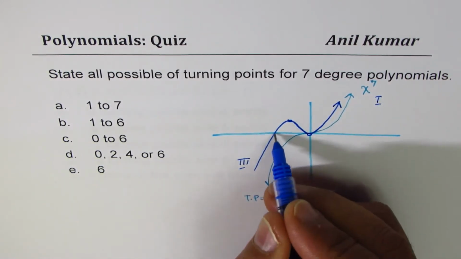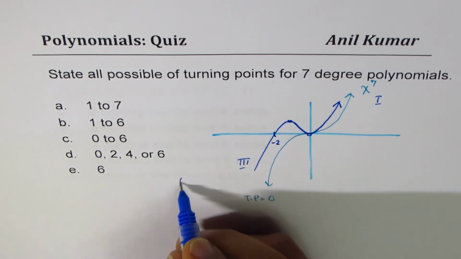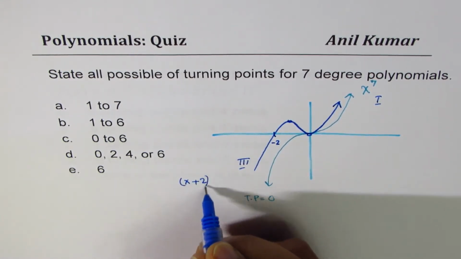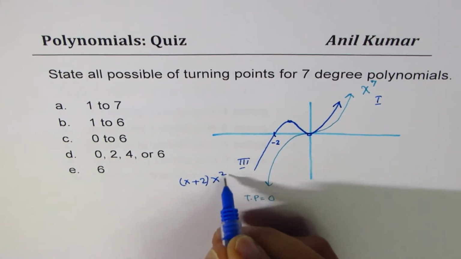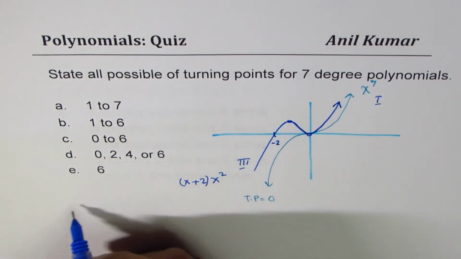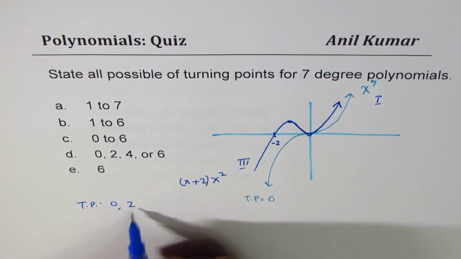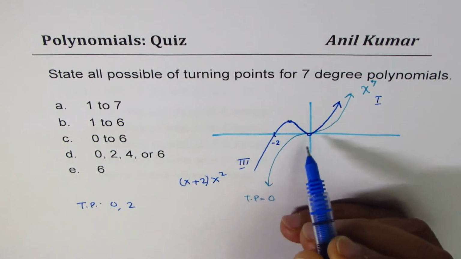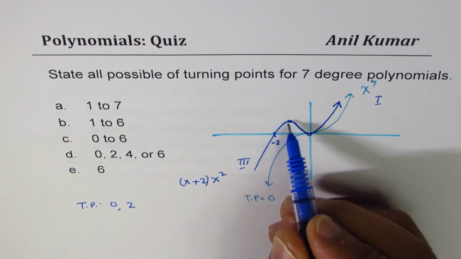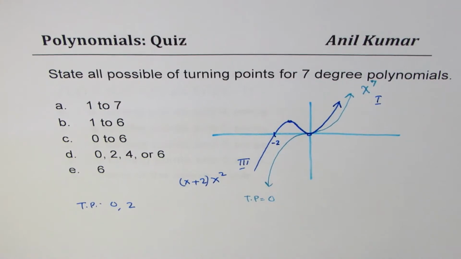We could write the equation of this polynomial. Let's say this is minus 2. We could write this as x plus 2 times, turns here, x squared, right? So this one has 2 turning points. So we have, let me make a list here. Turning points, we get 0 and then we get 2. Can we have 1 turning point? If it turns once, it has to turn again. So it cannot have 1 turning point, right? So the possible is either 0 or 2.